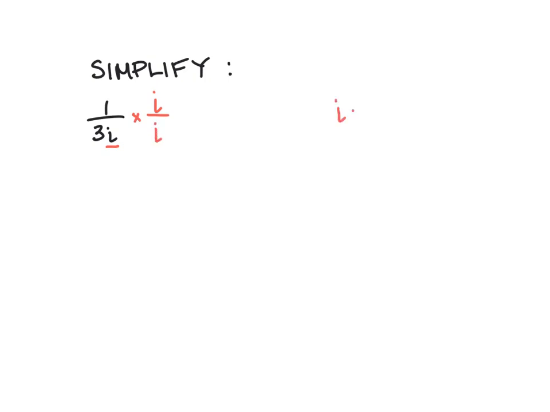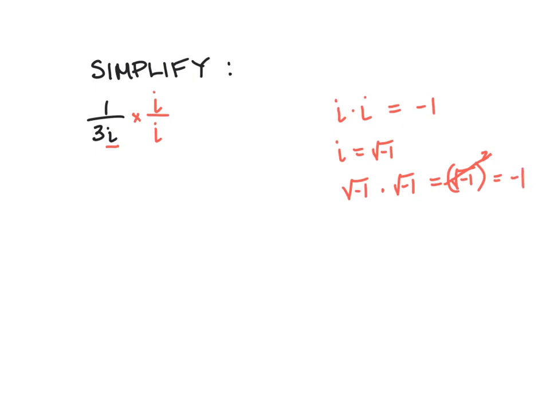I don't know if you remember this, but i times i is equal to -1, and that's because i is equal to the square root of -1. So if I do the square root of -1 times the square root of -1, that's the same as squaring i, doing i times i. You get the square root of -1 squared, and the square and the square root cancel, and that's why you get just -1 as your final answer there.